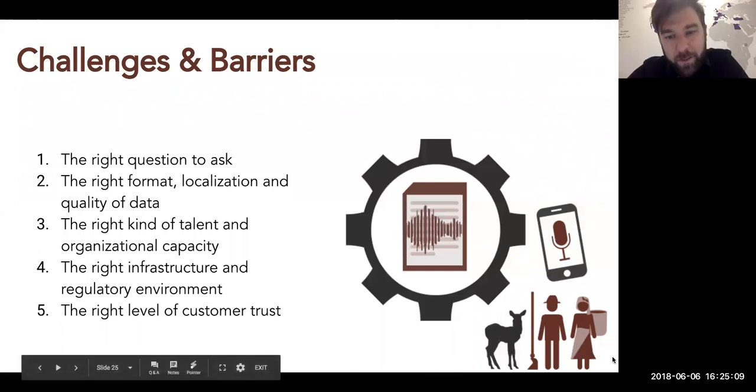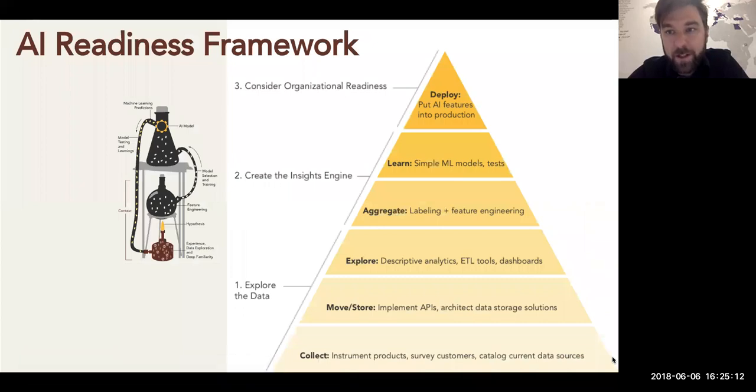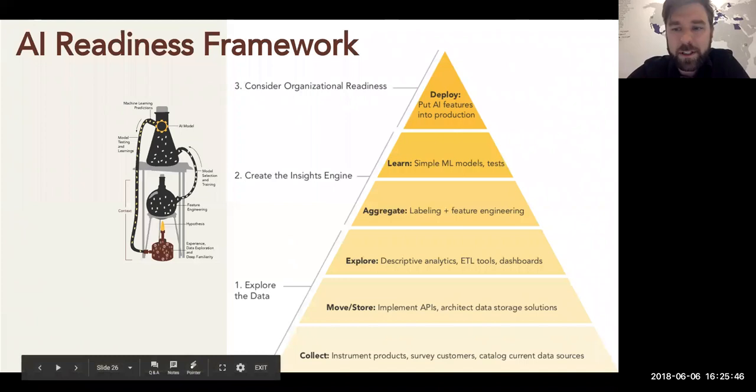And finally, within the report, we propose an AI readiness framework. So these things all sound cool to me. Where do I start? This diagram here is loosely based on an AI hierarchy of needs, but this is described in more detail in the report itself. Essentially, as we saw in the previous diagram, you need to get your understanding of the context ready first, which requires exploring the data, getting an intuition for what the data says, running descriptive analytics and dashboards to understand what's in your data.